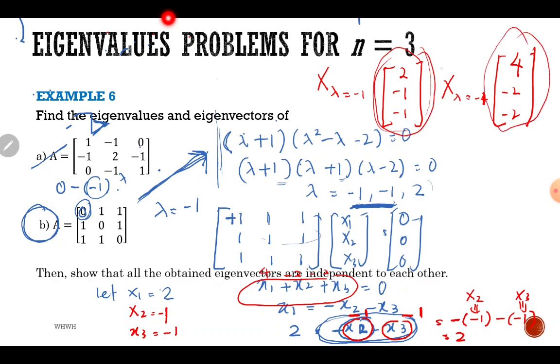Yes, right? Meaning 2 times this vector equals this vector. So it will become linearly dependent. We don't want that. We want the two eigenvectors to be linearly independent. So meaning you have to find another value that will make x1 plus x2 plus x3 equal zero.